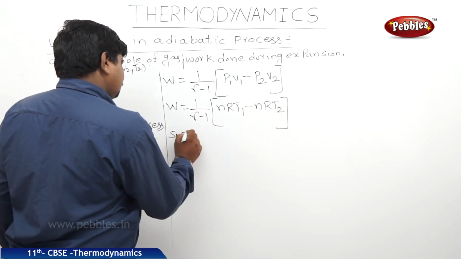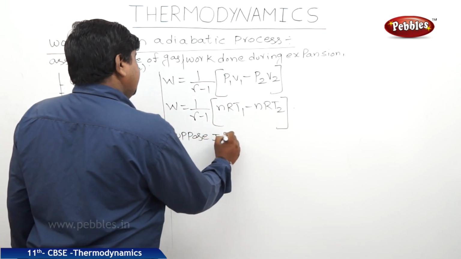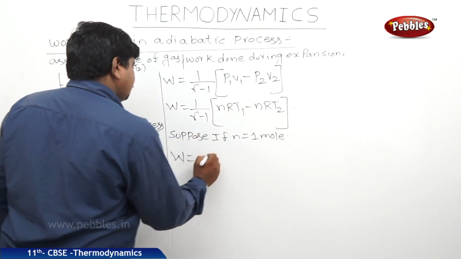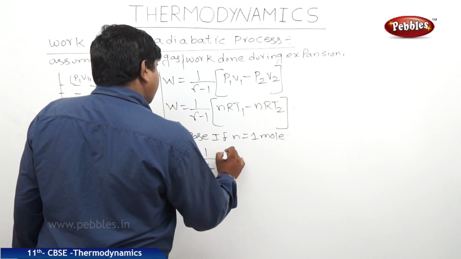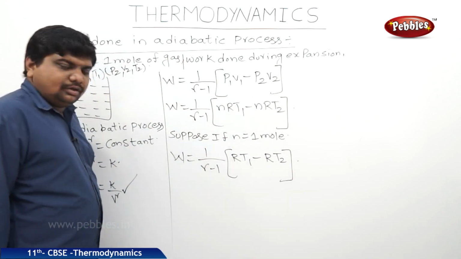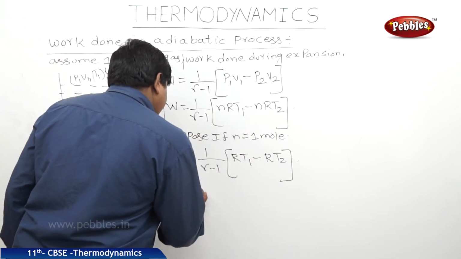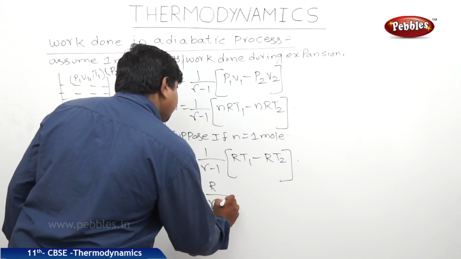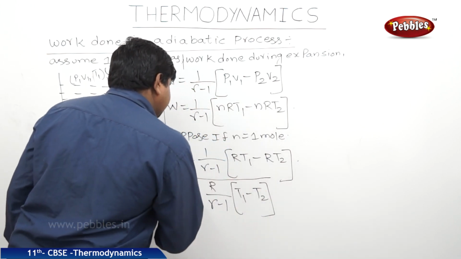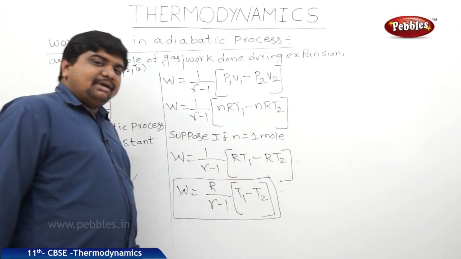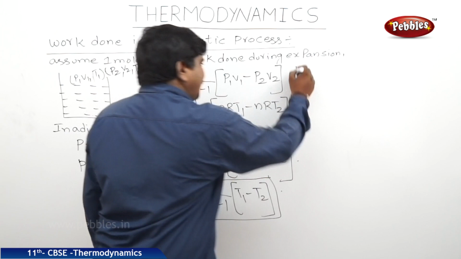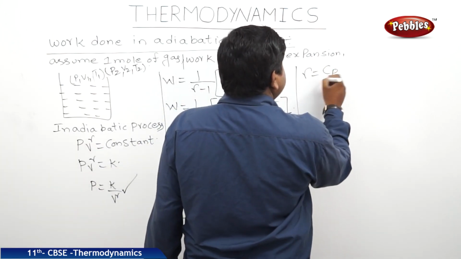Suppose if n is equal to 1 mole, then W is equal to 1 by gamma minus 1 into RT1 minus RT2. We can take R as common, therefore W is equal to R by gamma minus 1 into T1 minus T2. This is the expression for the work done in adiabatic process. So R by gamma minus 1 into T1 minus T2, where gamma is equal to Cp by Cv.